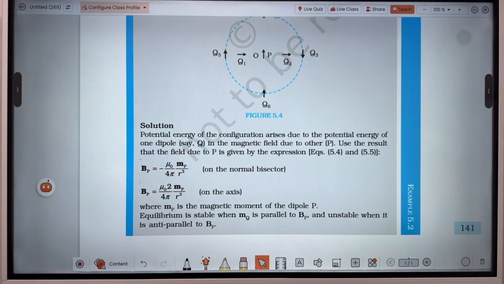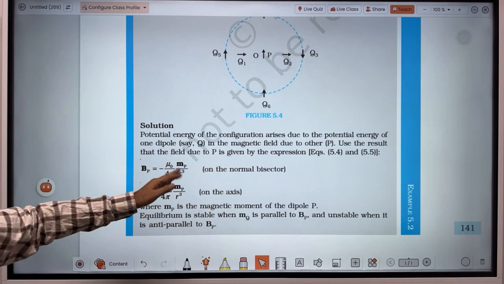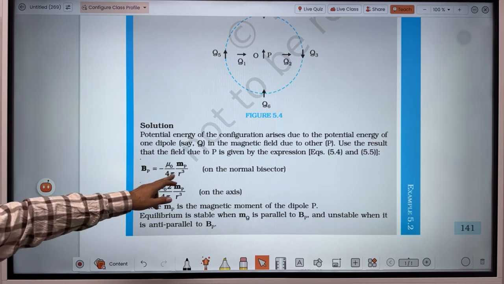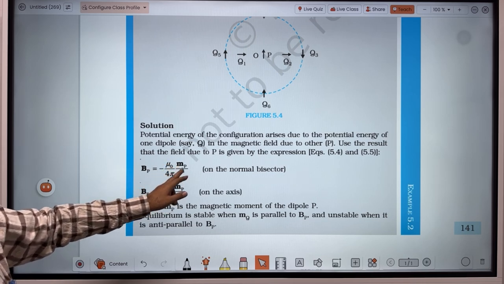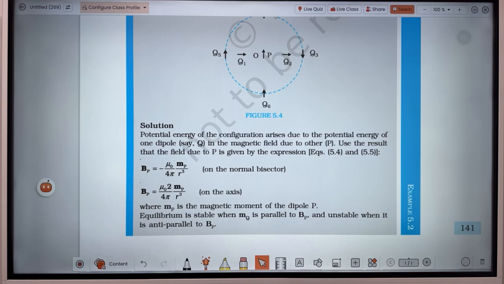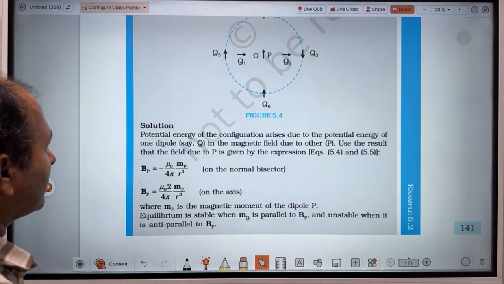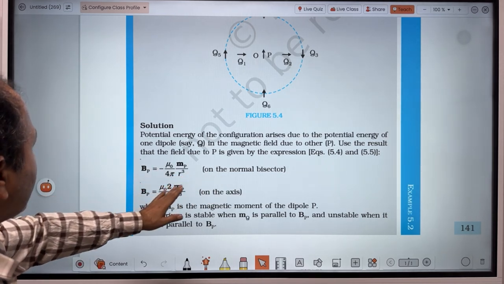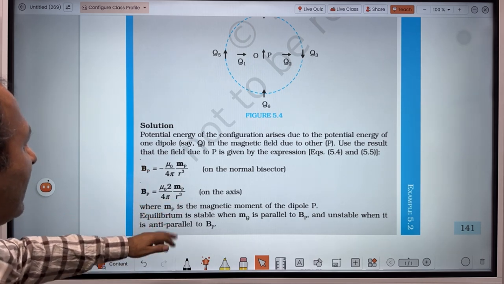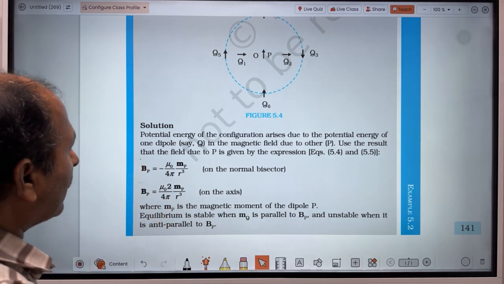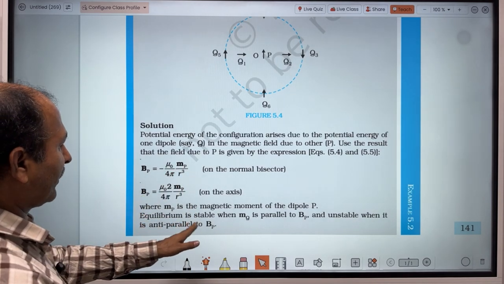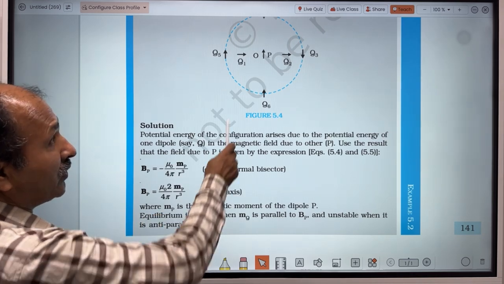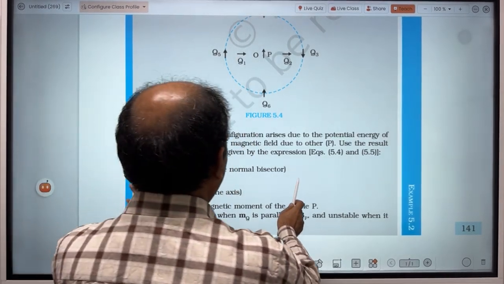The potential energy of the configuration arises due to the potential energy of one dipole, say Q, in the magnetic field due to the other. Use the result: BP, on the normal bisector, is given by mu naught over 4 pi r cube times MP. I think you remember when we find the magnetic field due to a dipole on its perpendicular bisector, this is equatorial and this is axial, right? So here the only thing we will observe is the direction of this. This is like MP. So stability, as I told you, is when the two arrows are in the same direction. The same thing they have written here.